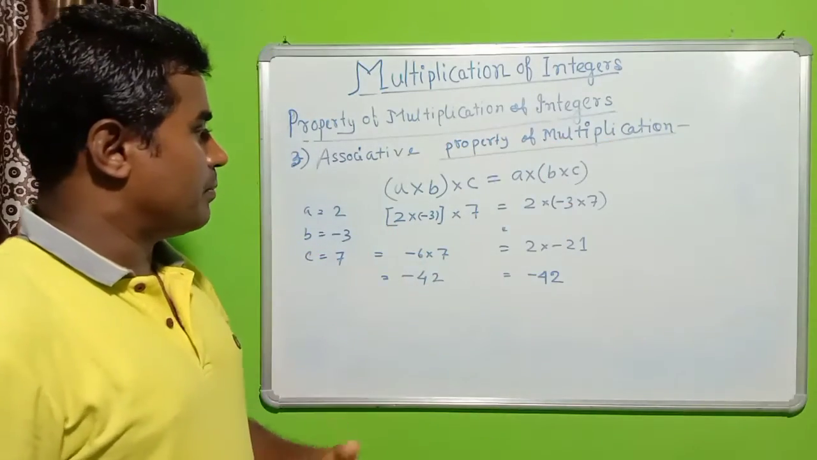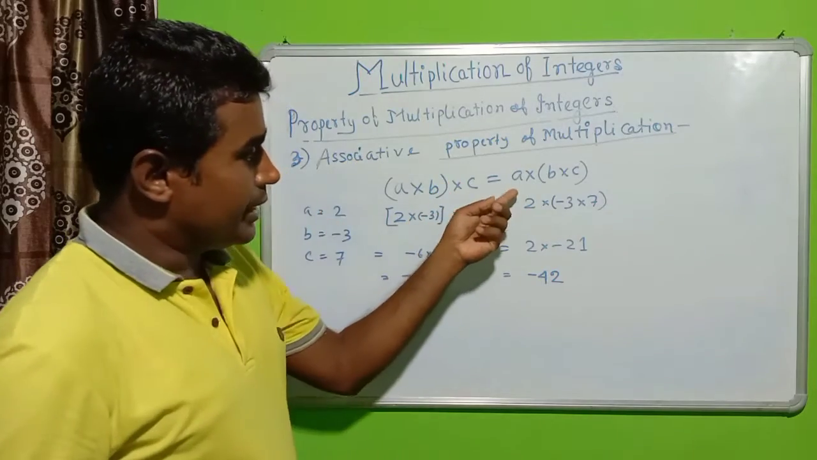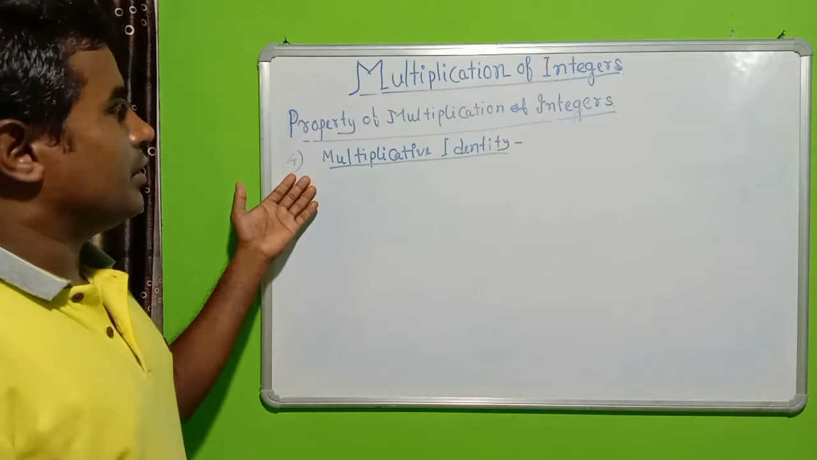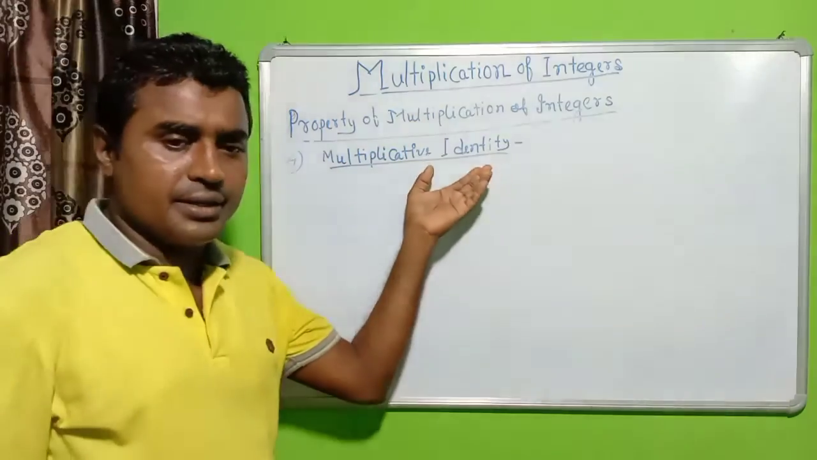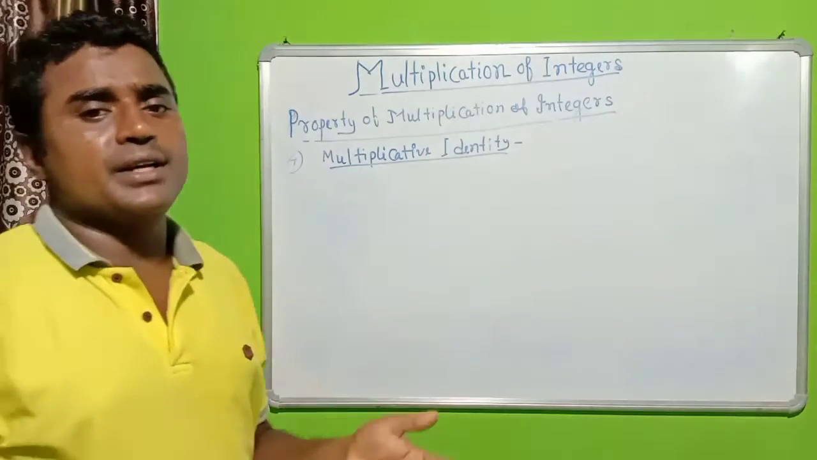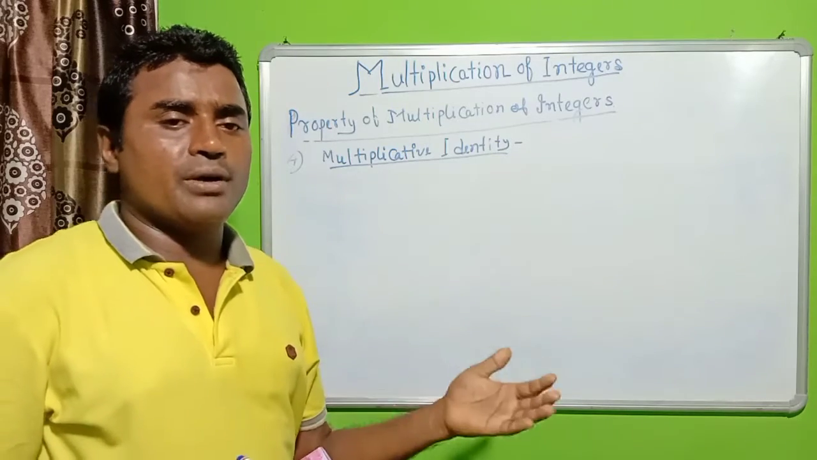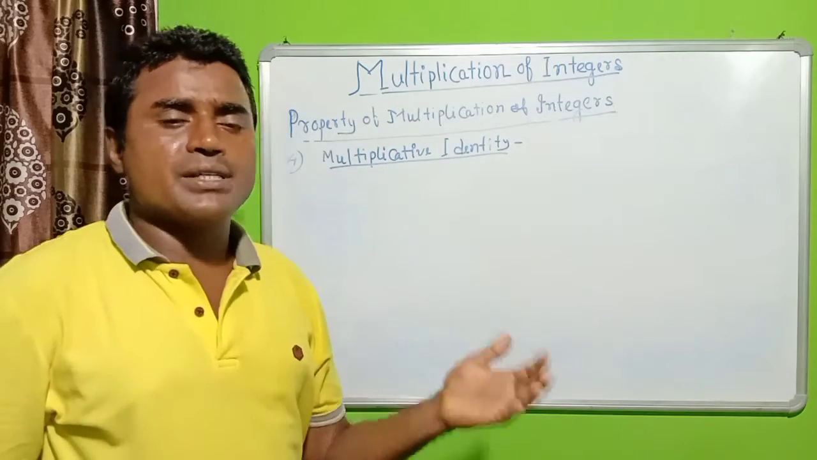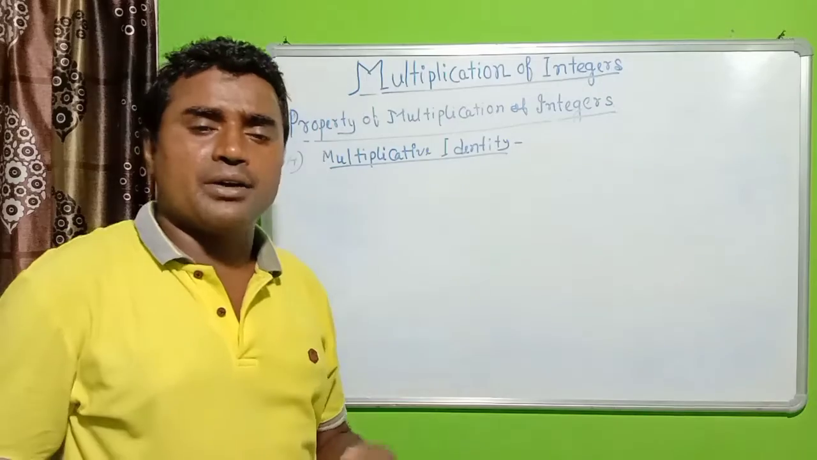In the associative property, we get (a into b) into c equals a into (b into c). Then observe the fourth property of multiplication of integers. It is the multiplicative identity. In multiplicative identity, the product of any integer and 1 is always the integer itself. That means when you multiply any integer with 1, we get the same integer. This is why it is known as the multiplicative identity property of integers.